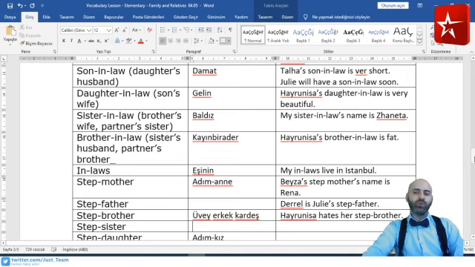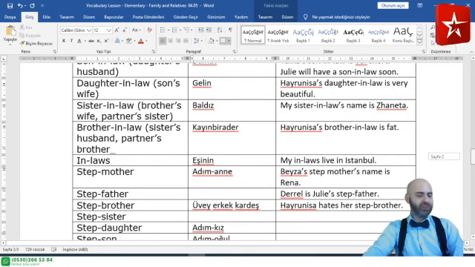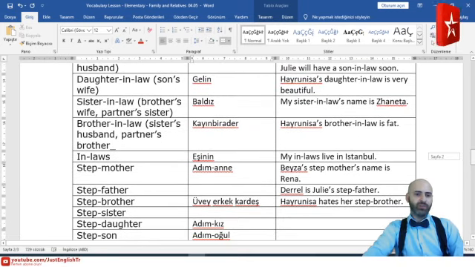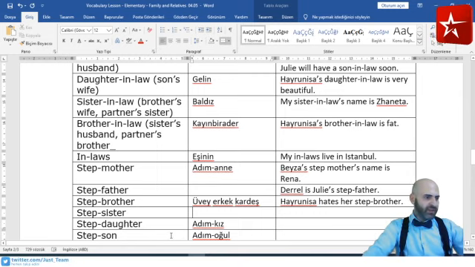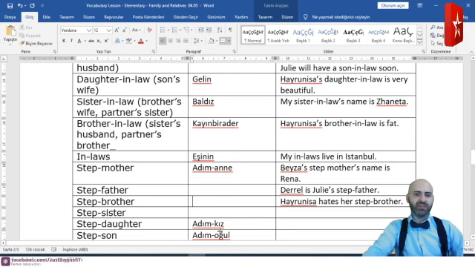If you marry a woman and the woman already has children, these children will be your stepdaughter and stepson. We have a comment from Enes. I think this translation is not correct. This one, yes, you think? Okay, I will delete. So your stepdaughter and stepson, I guessed correctly.